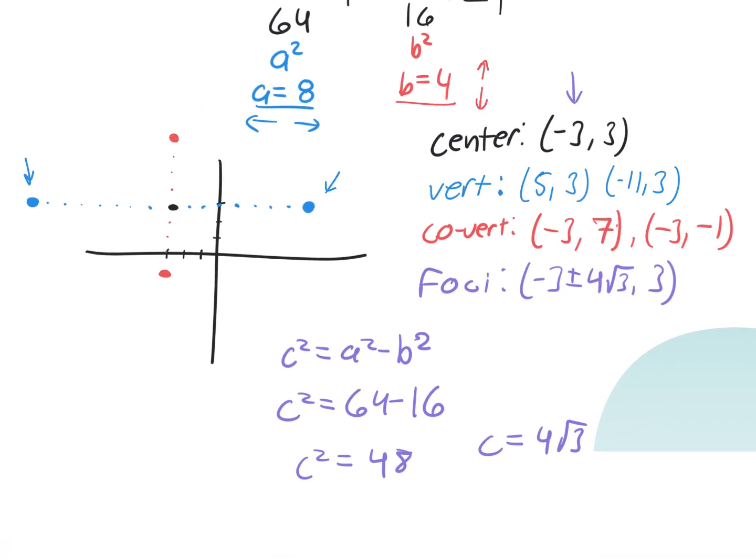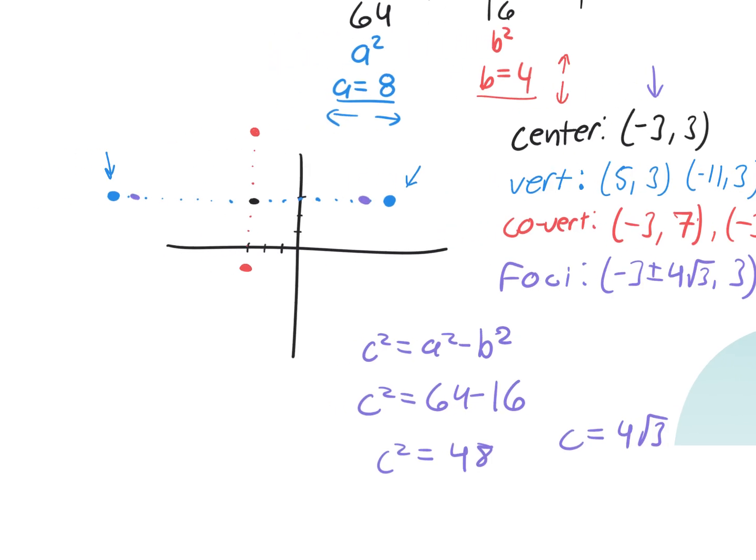All right, and then plotting those points, we had said that 48 is close to 49. So we should be a little bit less than 7 units to the left and right, which should take us about there and about there. And then connecting all of this information, putting it on a graph is going to look something like that.